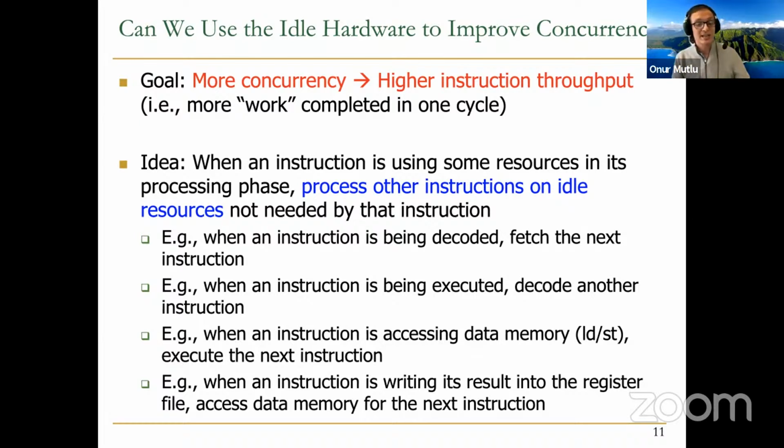And when an instruction is writing its result into the register file, access data memory for the next instruction, and everything I said applies basically. So while you're doing something for instruction X, do the previous thing for instruction X+1, the next sequential instruction, and do the previous thing for instruction X+2, X+3, X+4, X+5, as long as you can pipeline the processing of the instruction.